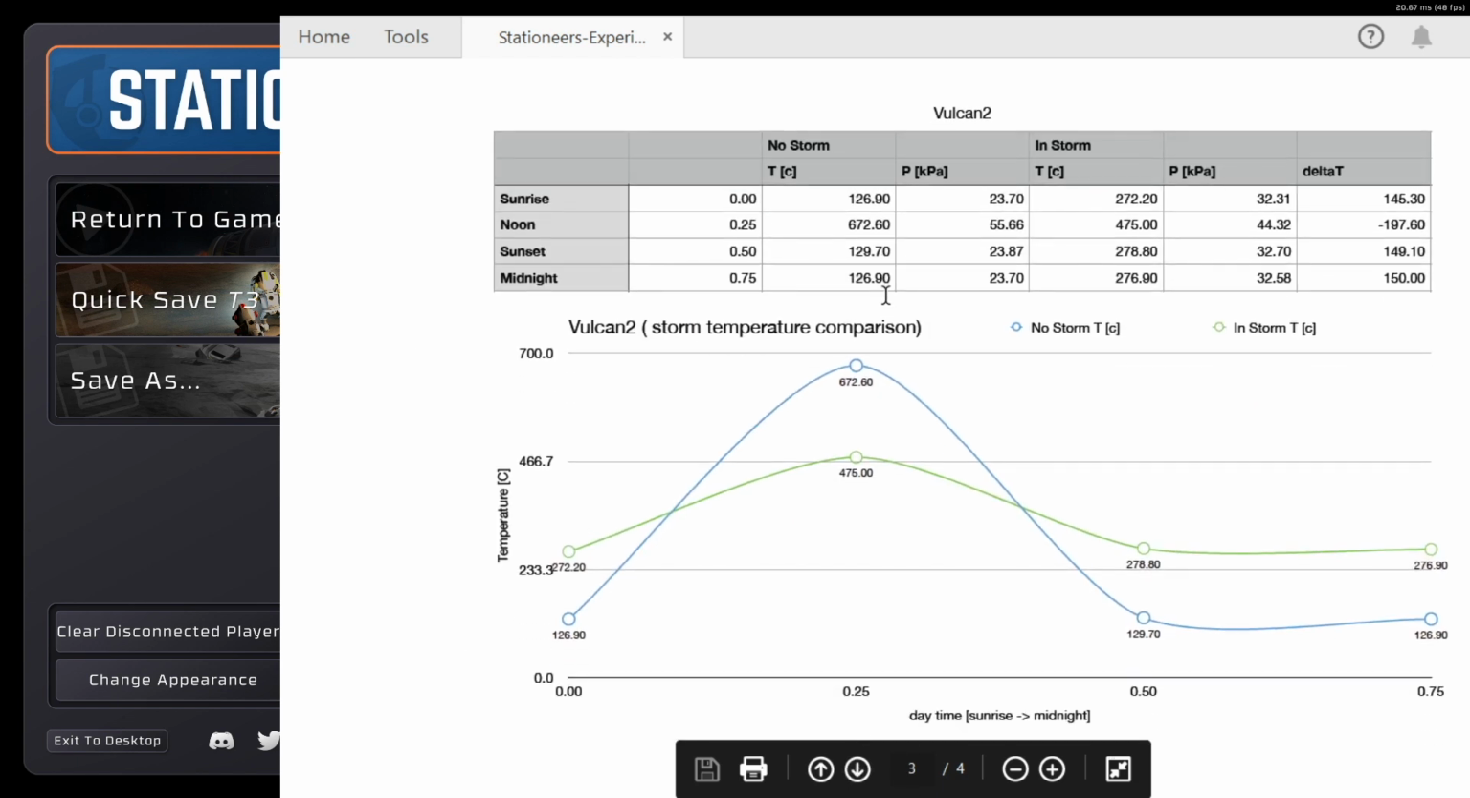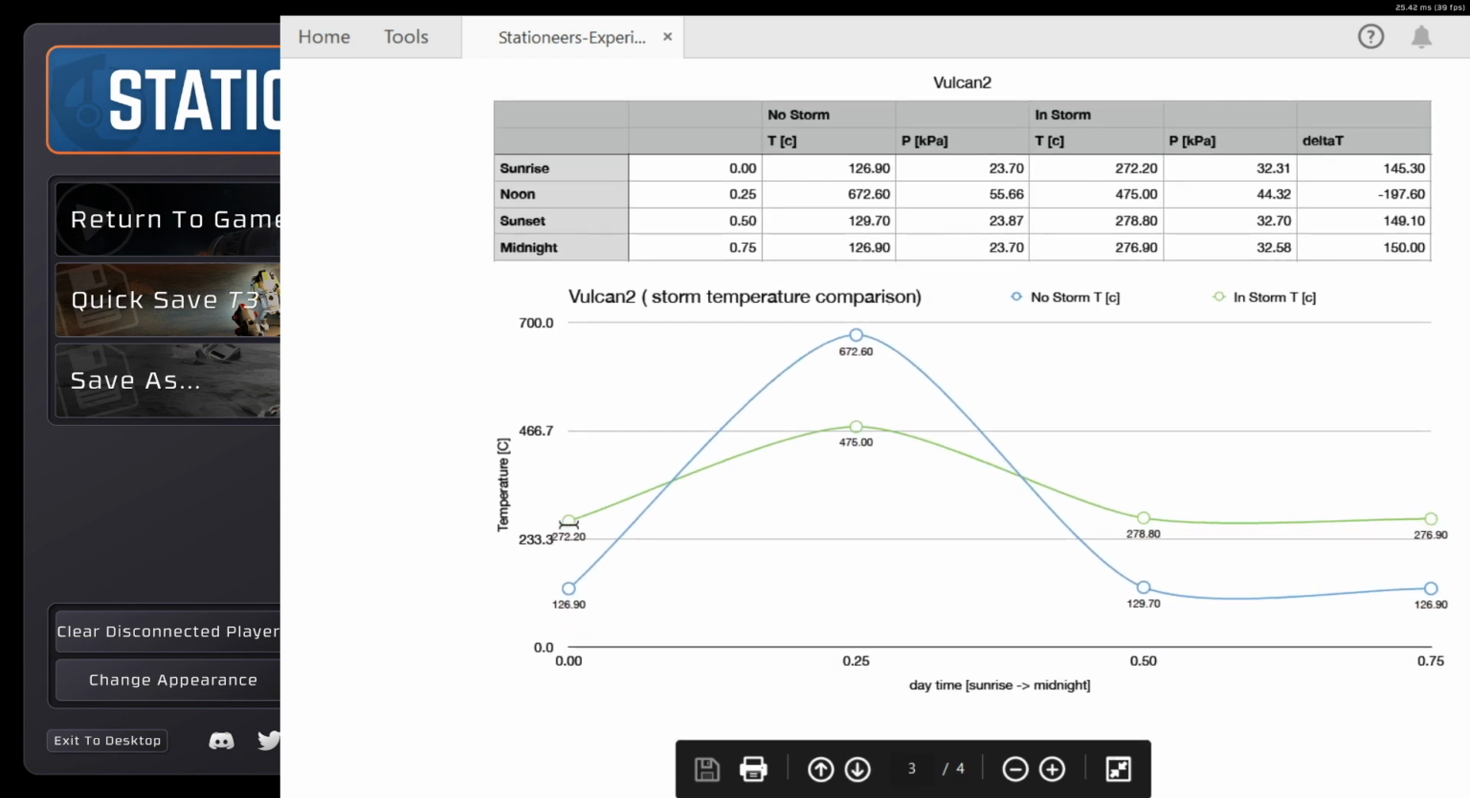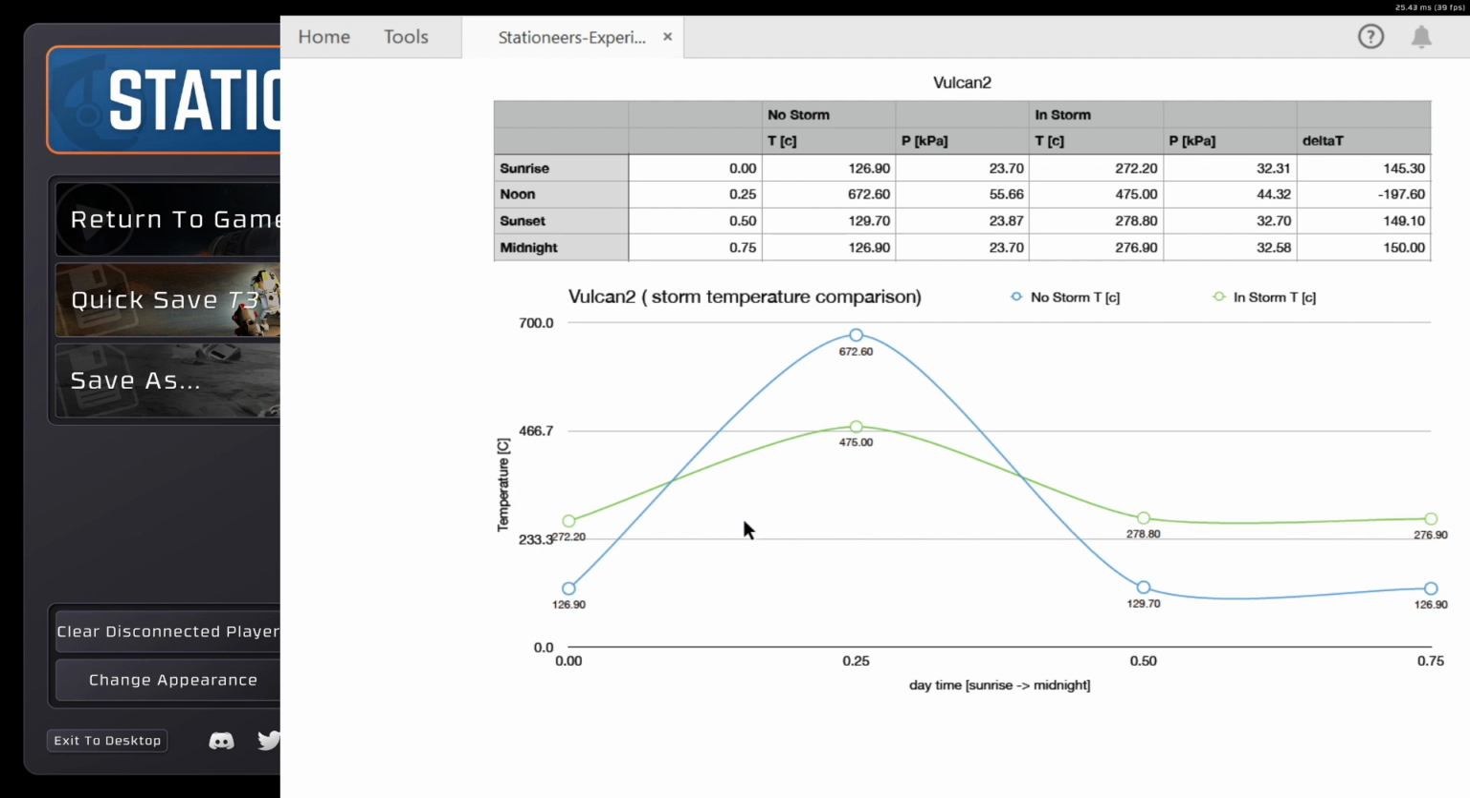Let's go to the next one, Vulcan. As you can see, Vulcan has a baseline of, let's say, 280 degrees for these three measure points, and the only place where the temperature is changing is noon, and Vulcan has of course one of the highest temperatures in the game.